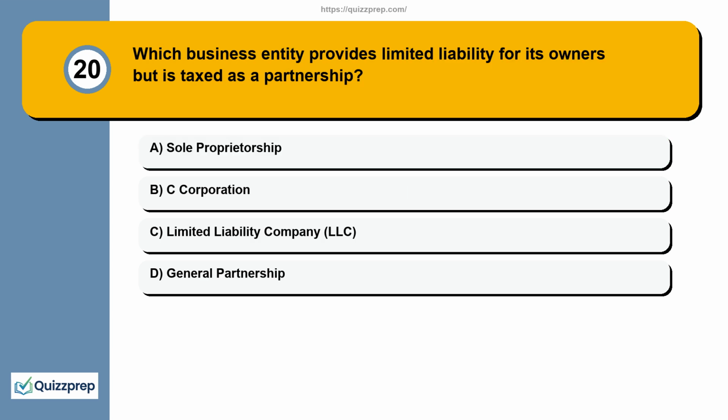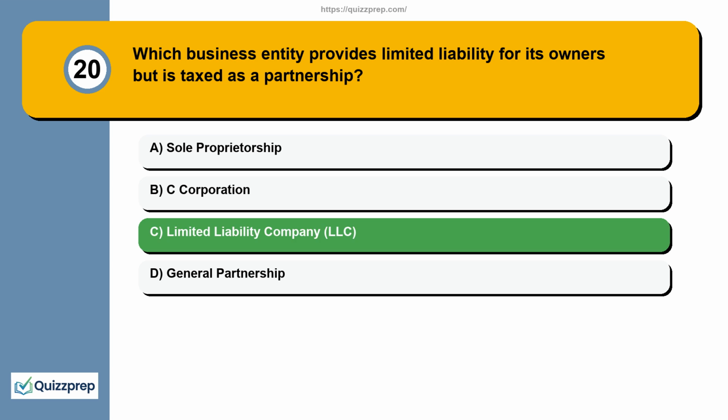Question 20. Which business entity provides limited liability for its owners but is taxed as a partnership? Here are your options. Option A. Sole proprietorship. Option B. C corporation. Option C. Limited liability company, LLC. Option D. General partnership. The correct answer is option C.